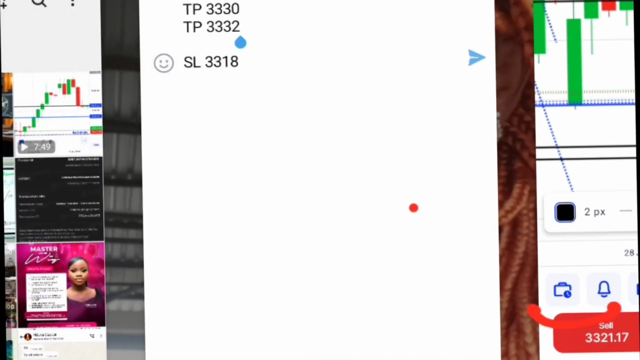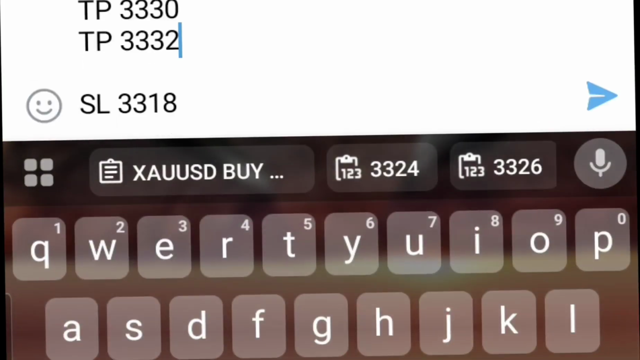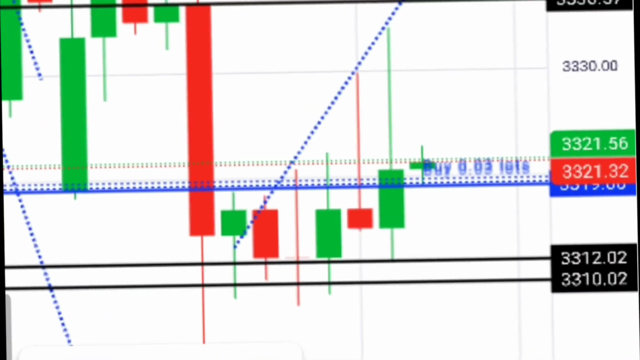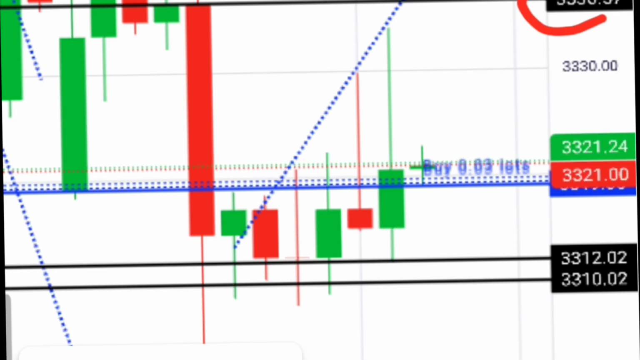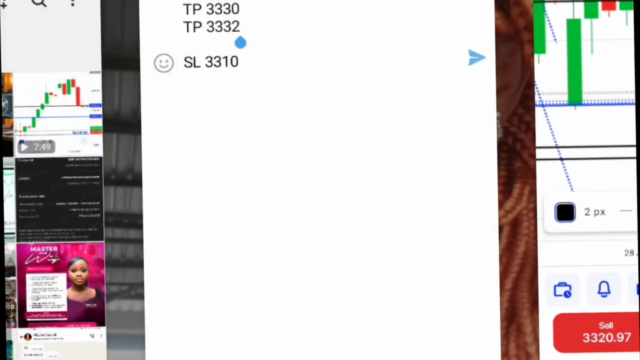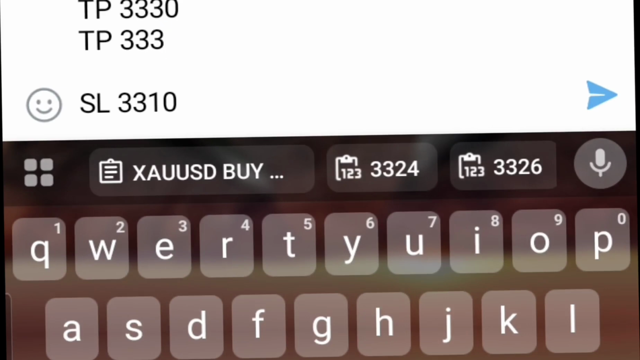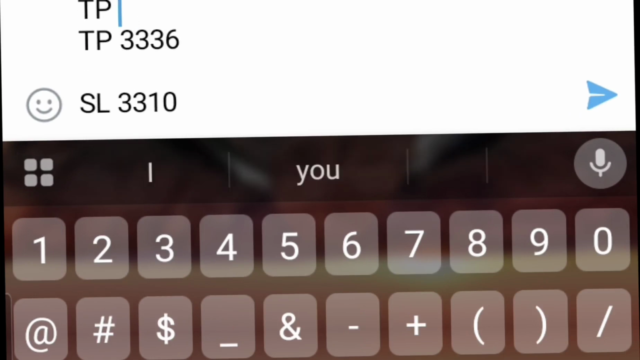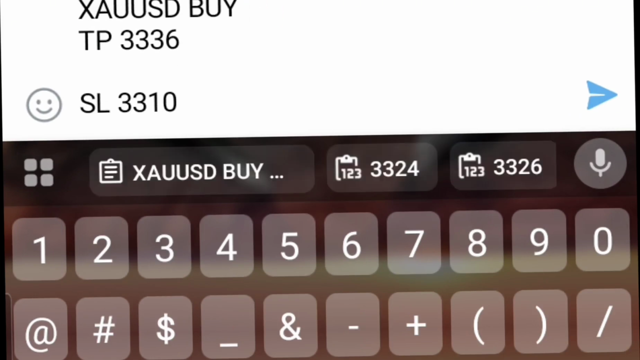The stop loss is quite simple. The stop loss is 33.10. Let's just leave it there. And the take profit is going to be this particular one. Its take profit is going to be 33.36. That number is what will be given to you. Once the market hits 33.36, it should pay you profit. So we set the take profit to be 33.36. Let's delete all other ones off.